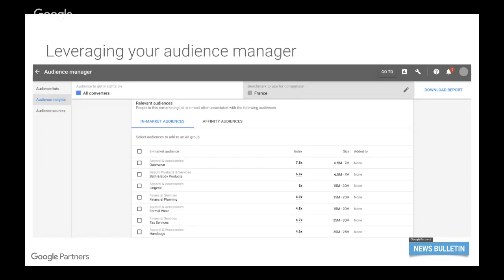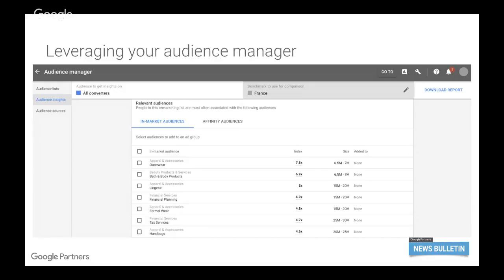So I choose an all converters list, and then I go see the insights, and I get insights about demographics, but under that, I get insights about how these types of converters translate in terms of in-market audiences and affinity audiences on our platforms. So what we see here, for example, is that the people that have converted on that website in the past 30 days are 7.8 times more likely to also be in-market, so having purchasing intent, in outerwear than the rest of France, which is the benchmark I took here.